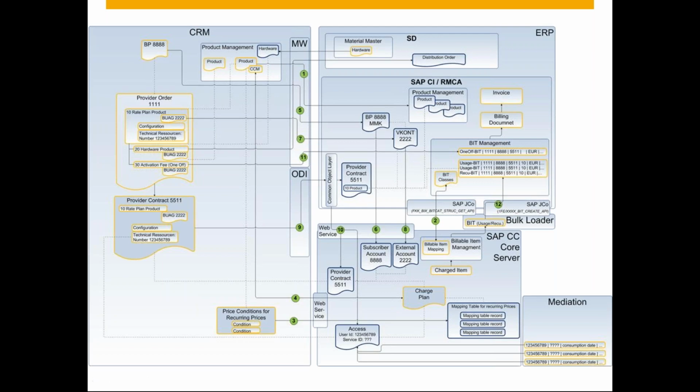In the CC system, the rating happens to all these usages, and these usages will be sent as input to the ECC system as billable items. So when these usages are rated, these SMS, data, and voice calls, charged items get created in the convergent charging system, and these charged items will move to the ECC system as billable items.